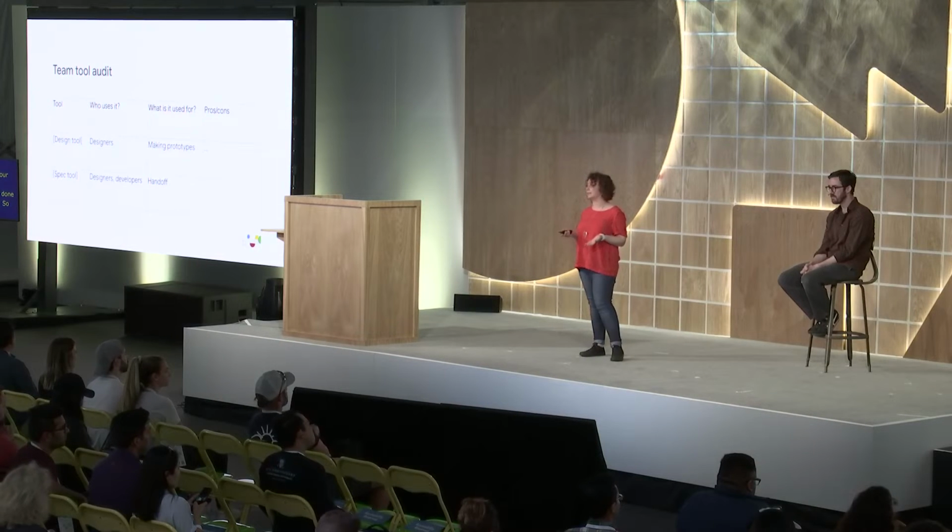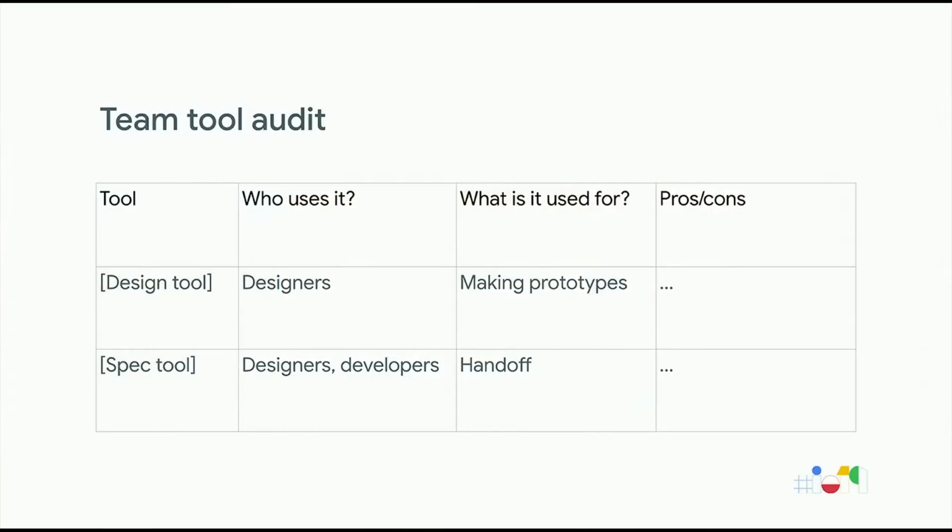OK, so there are a lot of ways to go about it, but one way is to create a simple chart, such as this one. List out the tools that you're using, who's using them. Is it just a designer? Is it all your designers, some developers, everyone? And what is it used for? Does it perform a single task, or is it used continually across many? Also take the time to note the pros and cons. What's working about each tool, and what's failing you? You'll end up with a list of everything that you're using across your design and development process, and you can use this information to understand the value that your tools bring.